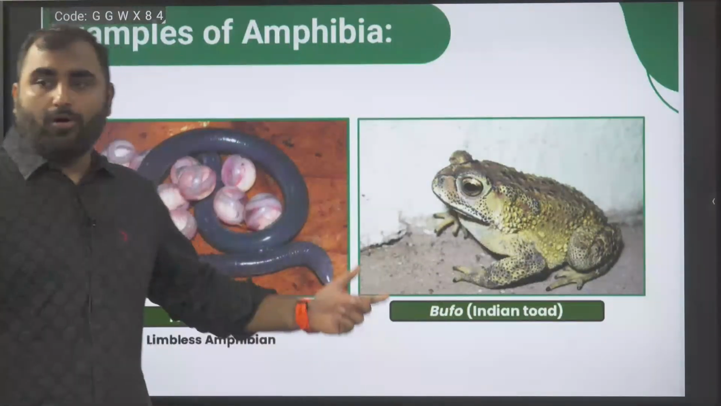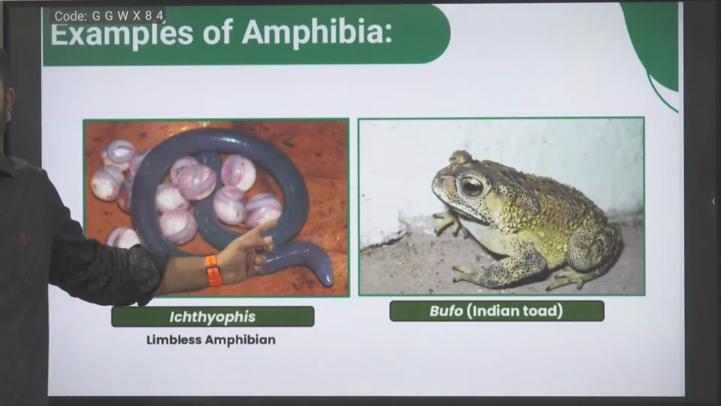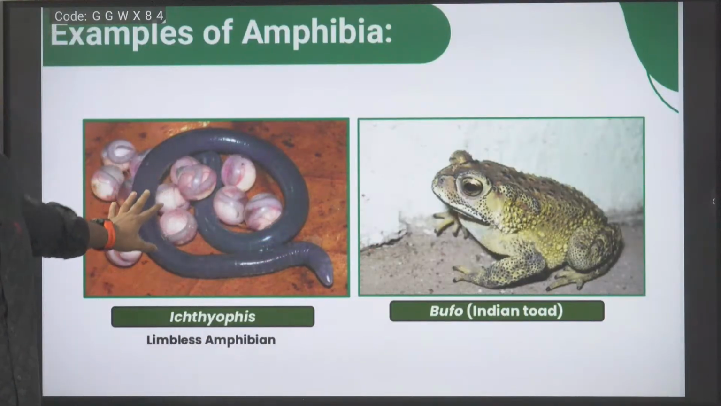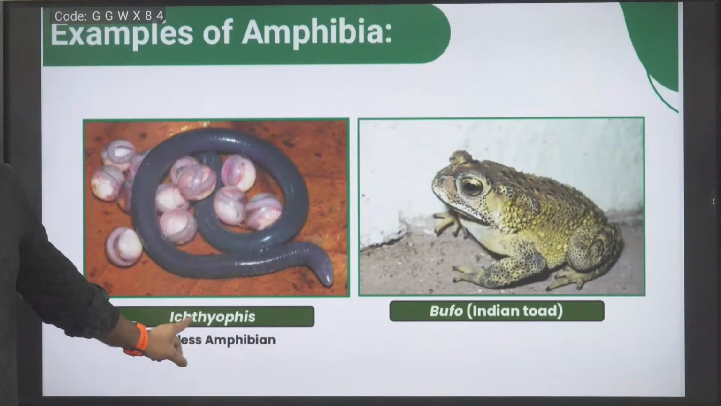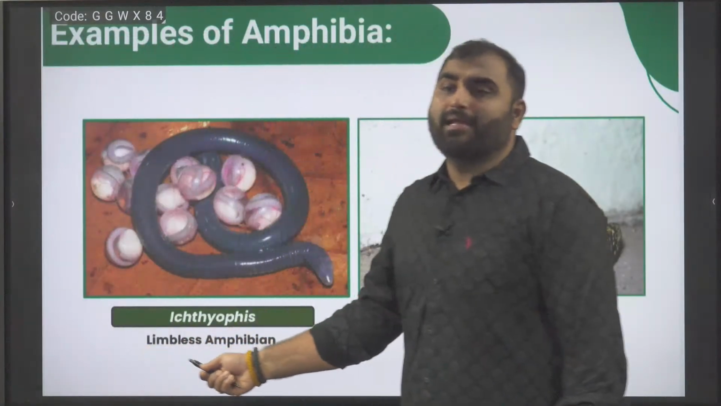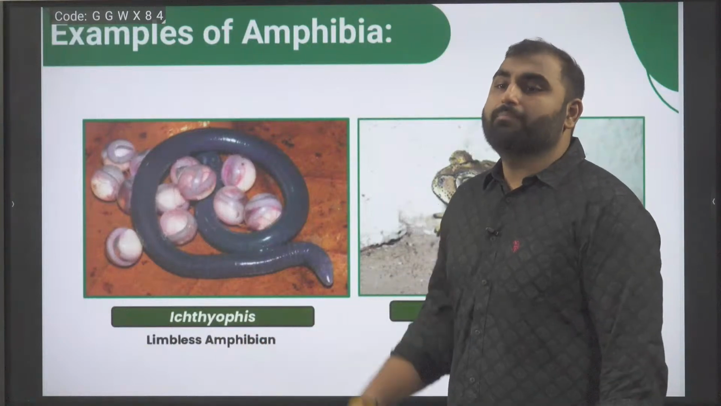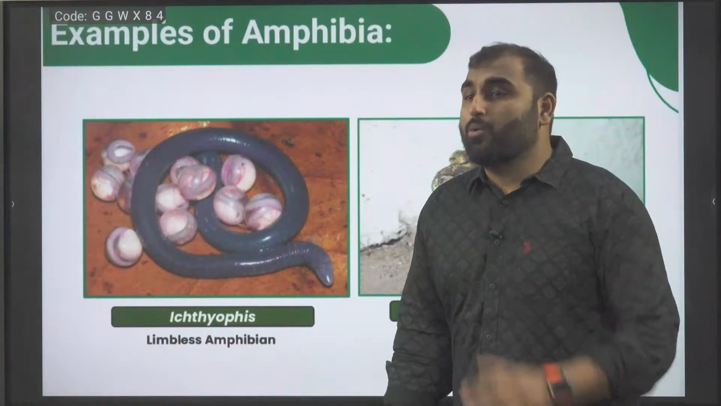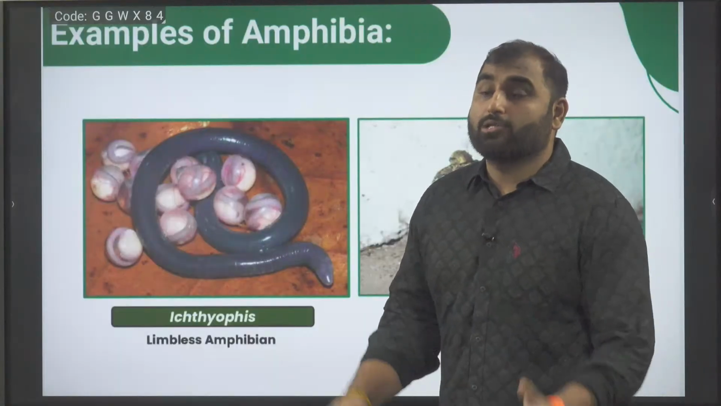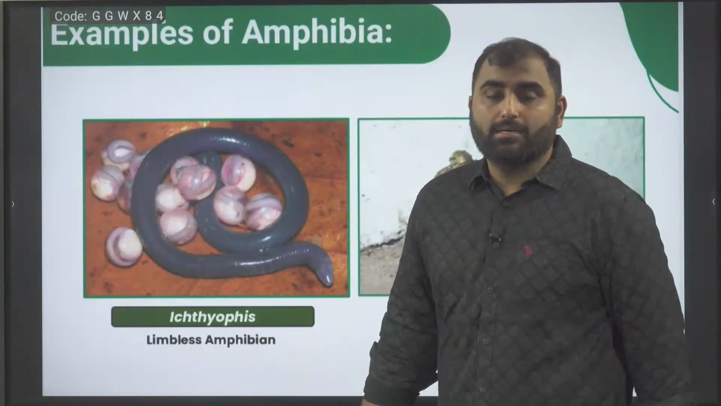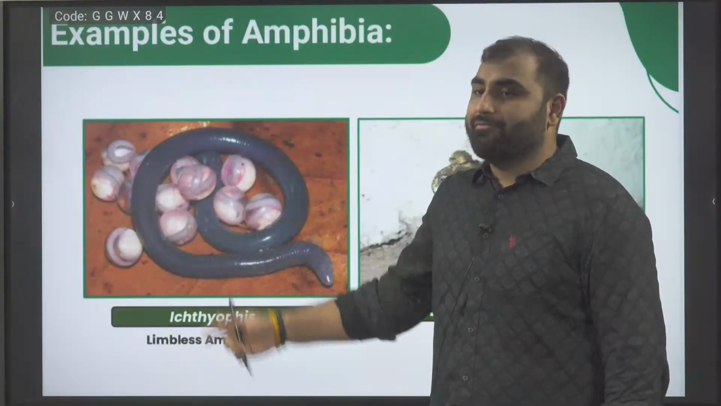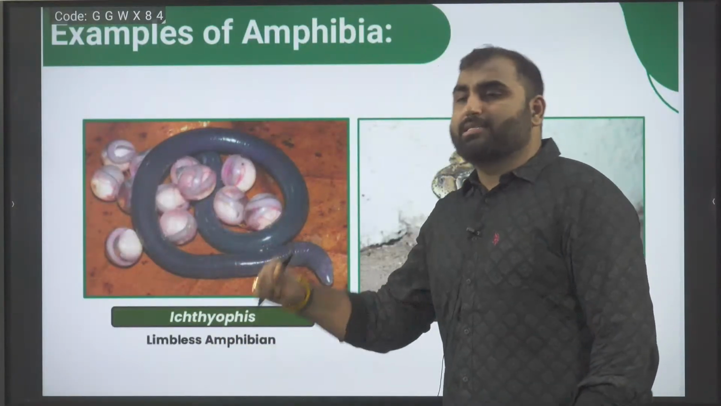And on this side you have a snake-looking amphibian, with its young ones also inside here. The name is Ichthyophis, and it is a limbless amphibian, it doesn't have limbs. Their eyes are also covered by scales, so they are not able to see properly. So they are also called the Caecilians. Caecilians are blind, limbless amphibians.